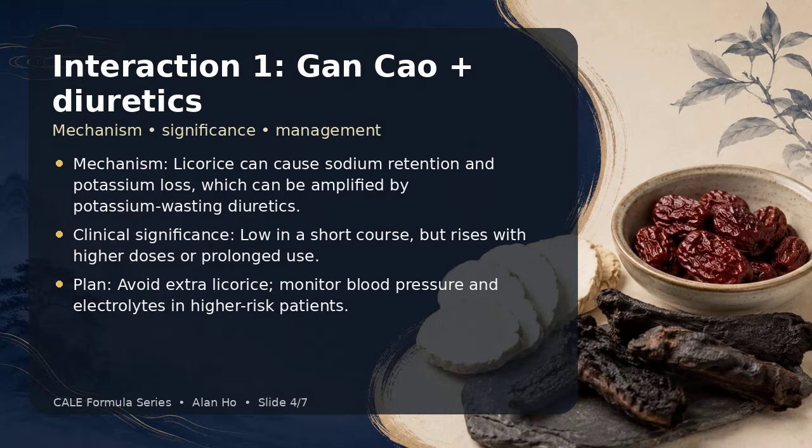Interaction 1 is Gan Cao plus diuretics. The mechanism is licorice can cause sodium retention and potassium loss, which can be amplified by potassium-wasting diuretics. The clinical significance is low in a short course, but rises with higher doses or prolonged use. My management plan is avoid extra licorice, monitor blood pressure and electrolytes in high-risk patients.